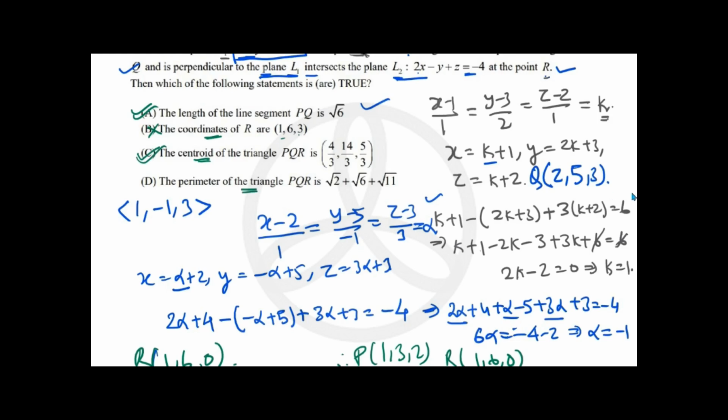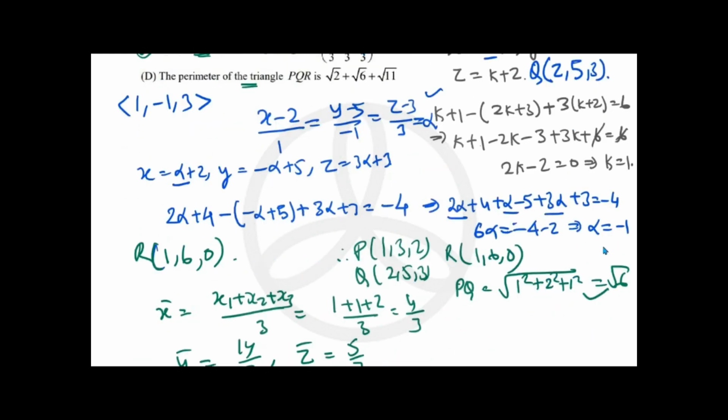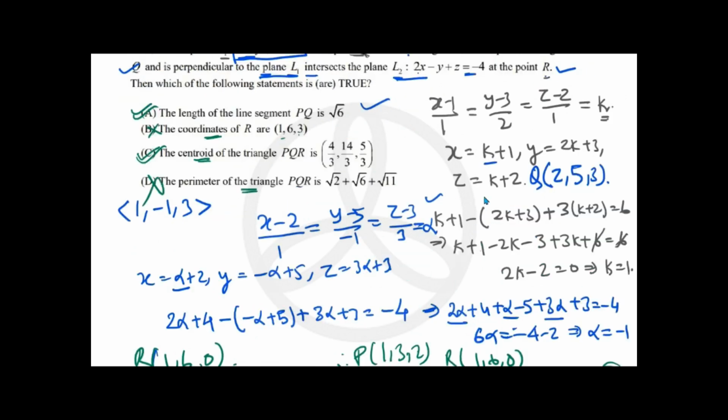The perimeter of the triangle is given as the square root of 2. Perimeter will be the distance PQ, which we have calculated, plus PR, which will be the square root of (1 minus 1) squared, (6 minus 3) squared, (0 minus 2) squared, which is the square root of 13, and QR, which is (2 minus 1) squared, (5 minus 6) squared and (3 minus 0) squared, 1 plus 1 plus 9, which is also the square root of 11. So this is incorrect. The correct options are only option A and option C.